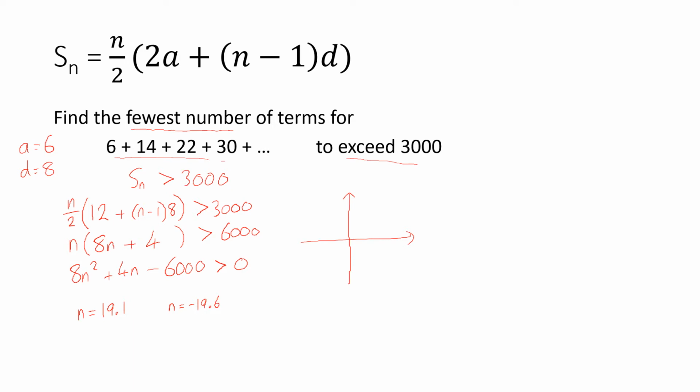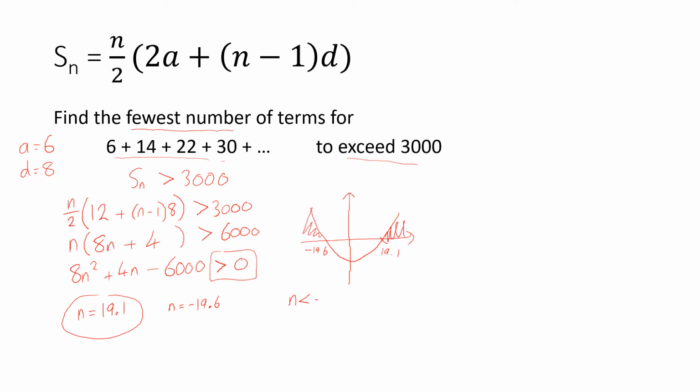Now we still haven't answered the question because it says we want to find the fewest number of terms where that exceeds 3000. Now n has to be positive, so we do know that it's this 19.1 that we care about. You can't have minus 19 terms in a sequence. But if we're solving a quadratic inequality, I would still prefer that you sketch it out and use that to make your judgment. So we've got our positive quadratic. We know it goes through 19.1 and minus 19.6. We want to be greater than 0, so we're interested in these ends.